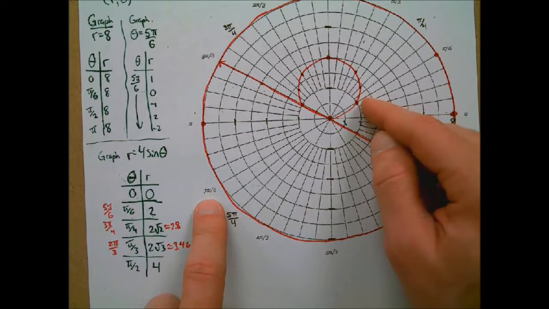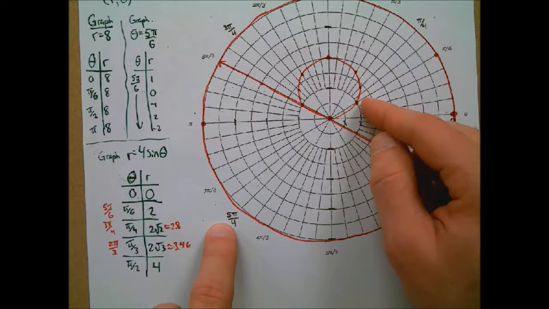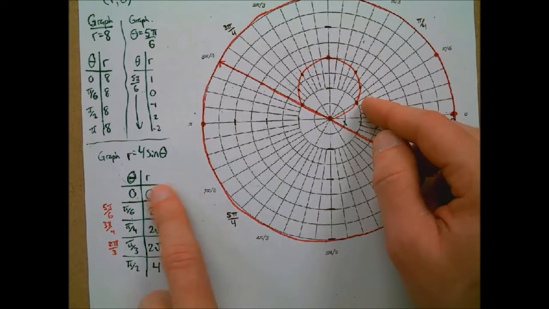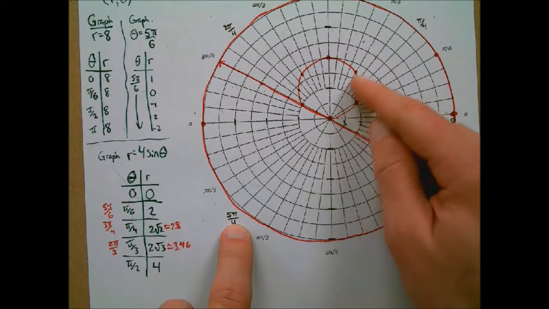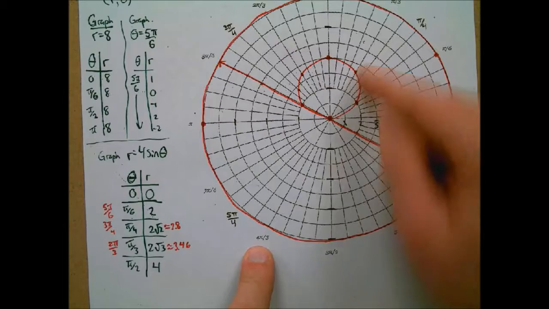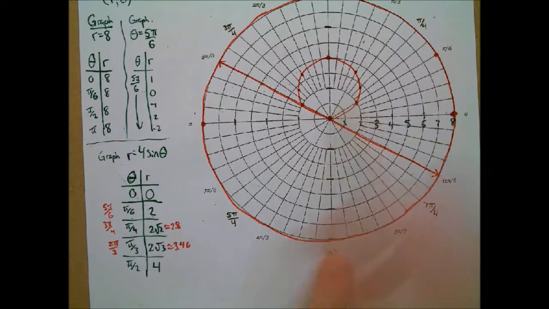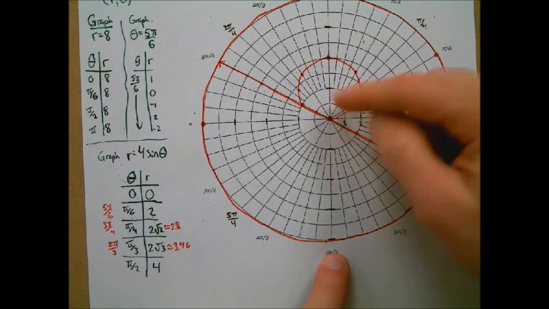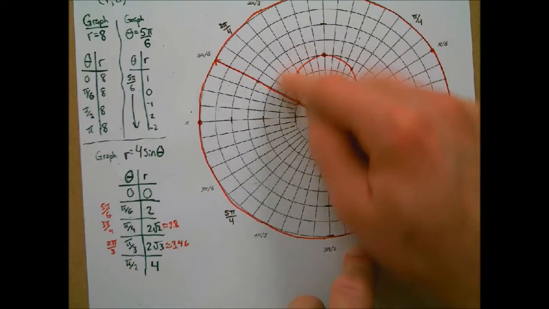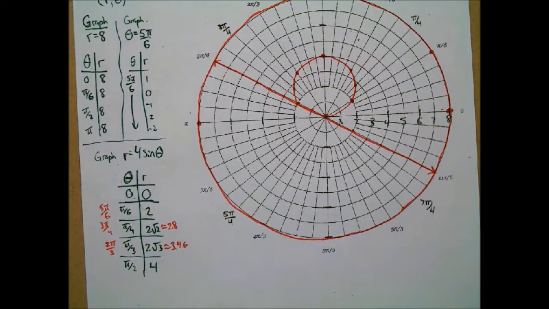At 5 pi over 4, it's going to be negative root 2 over 2, which will get us that negative 2.8 when you multiply with the 4. And so we're going to go back negative 2.8 to this point. And then at 4 pi over 3, same thing. At 3 pi over 2, it's negative 1, so it's negative 4, so you're going to go back this way. They're all just going to go back and match up with their corresponding points in the first and second quadrant. So essentially, we do the circle again.